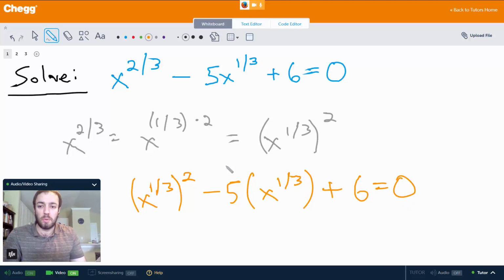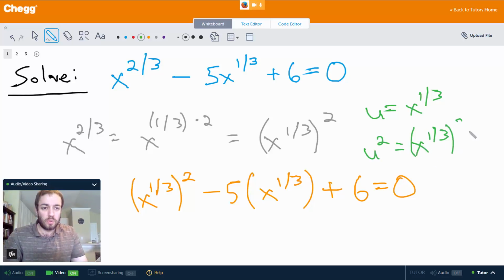So now what we want to do is make a substitution. Let's go ahead and substitute, because here we have x to the 1/3, x to the 1/3, and this equation is still pretty messy because of the 1/3 in the exponent. It kind of makes this look more complicated than it really is. So what we can do is make a substitution to make this equation look less complicated. Let's say u equals x to the 1/3. Then u squared, therefore, is x to the 1/3 squared, or in other words, x to the 2/3. So then this becomes u squared minus 5u plus 6 equals 0.